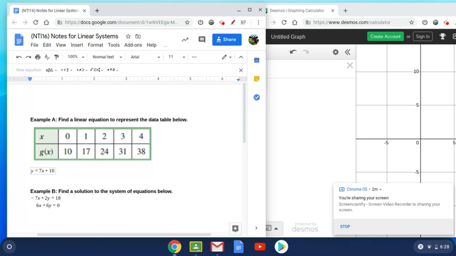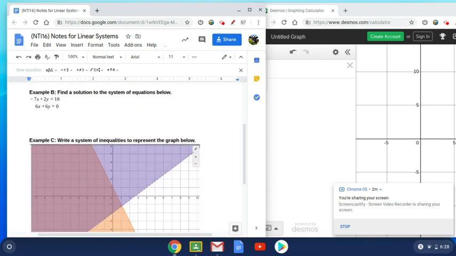Let's say I look at example B. Example B says find a solution to the system of equations below. So just a couple words that I want to define there. The word system just means that you have more than one of something. Okay, we can see we've got two equations there. A solution means where do those two things intersect? Well, Desmos makes that really, really easy to find.